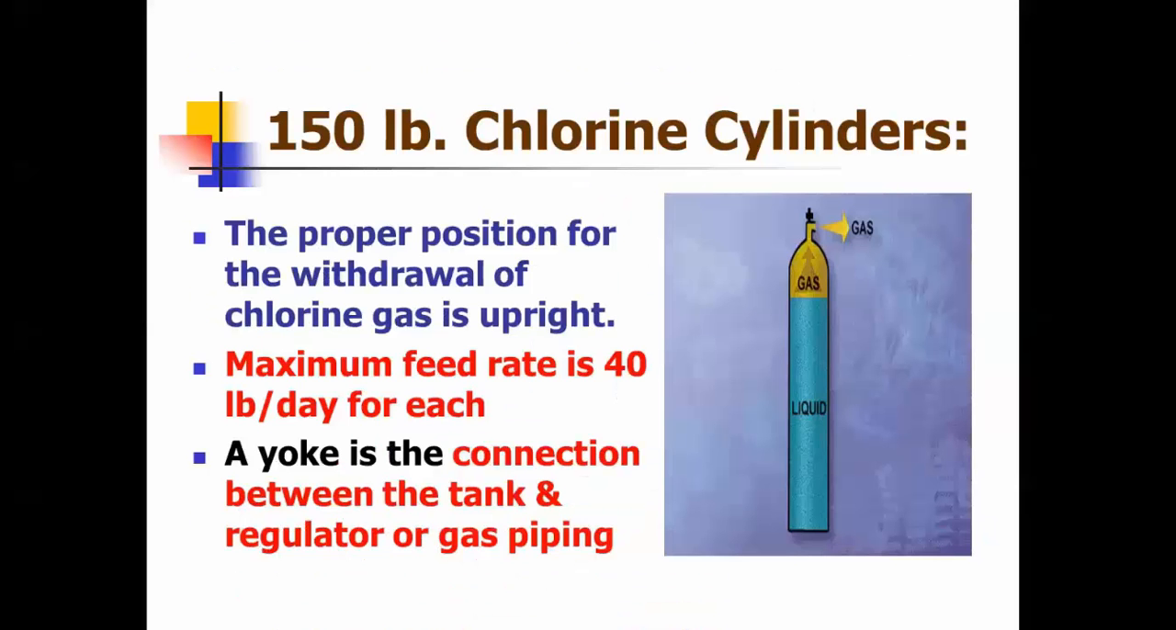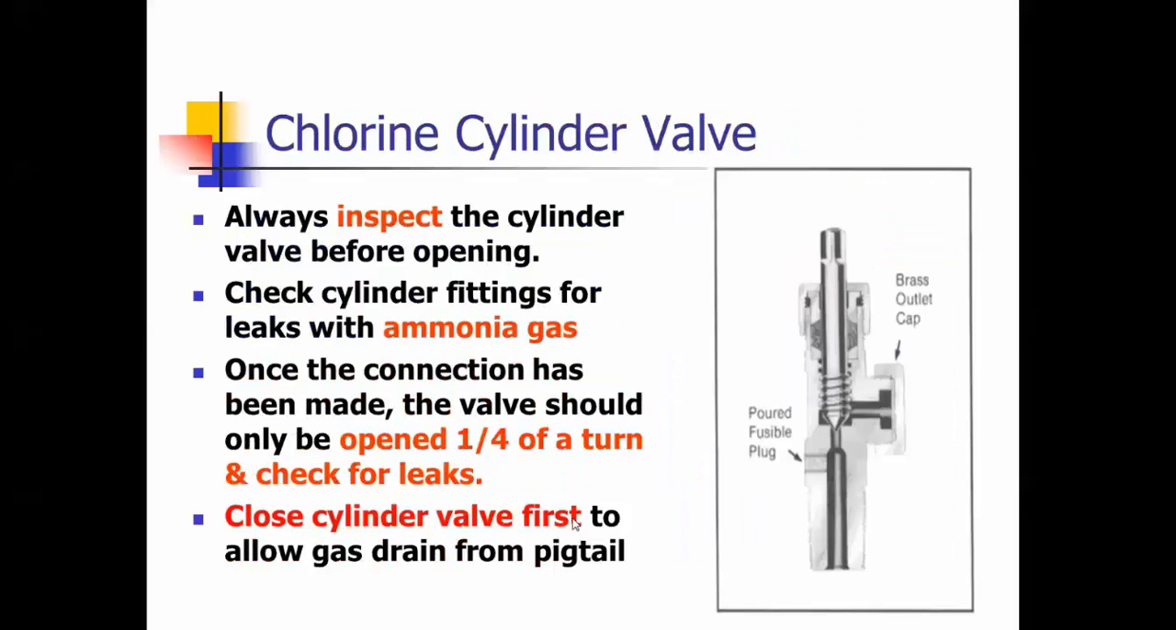For a 150-pound cylinder, the proper setting is upright, and the maximum feed rate is 40 pounds per day. A yoke is the connection between the tank and the regulator or gas piping.